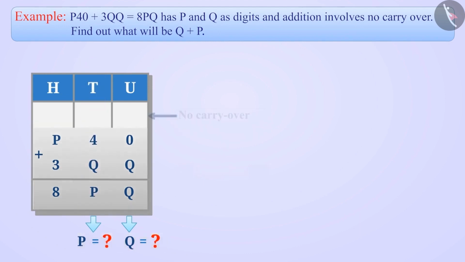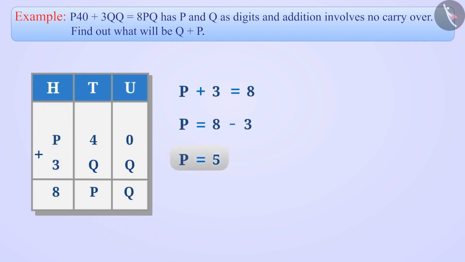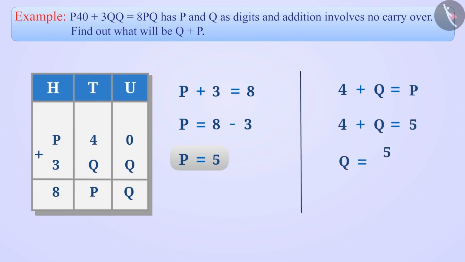Since no carryover is taken in this addition, we can say that P plus 3 is equal to 8 by looking at the column in the hundreds place. From this, we can get the value of P. P is equal to 8 minus 3, which is equal to 5. Now, since we know the value of P, we can find the value of Q using 4 plus Q is equal to P. Putting the value of P in this equation, we get 4 plus Q is equal to 5. That is, Q is equal to 5 minus 4, which is equal to 1.